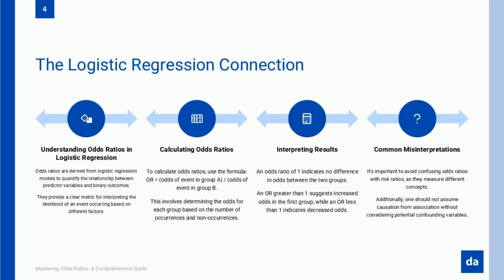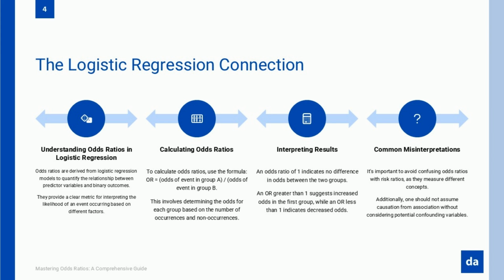This is where odds ratios truly shine in logistic regression. They allow us to quantify effect sizes, giving us a clear picture of how strongly each predictor variable is associated with our outcome. An odds ratio greater than 1 indicates increased odds of the outcome, while an odds ratio less than 1 suggests decreased odds. In our medication example, the odds ratio of 0.64, less than 1, indicates that the medication is associated with lower odds of disease, but the benefits don't stop there.